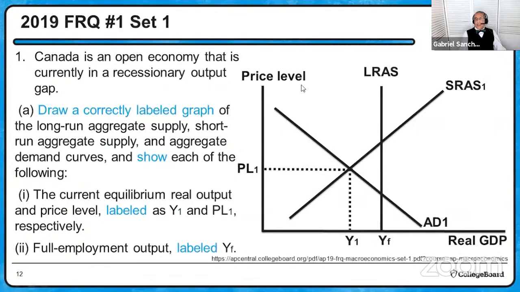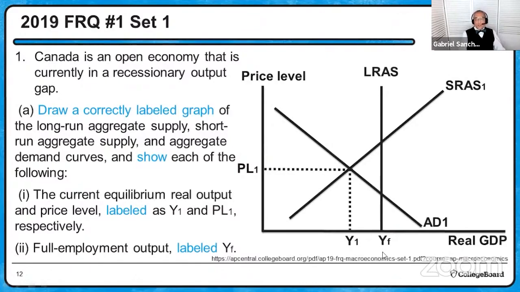This is the correct graph. Here we have price level on the vertical axis, real GDP on the horizontal. We have all three curves labeled, and the show points that they're asking for: PL1 is correctly in the right place and labeled, Y1, YF. All right, this is what we're looking for.